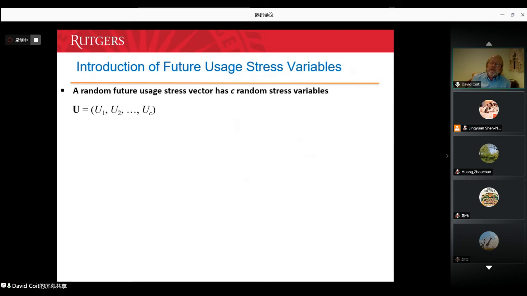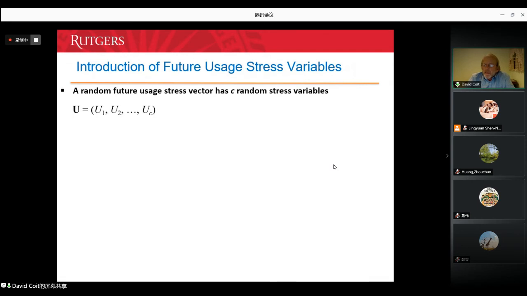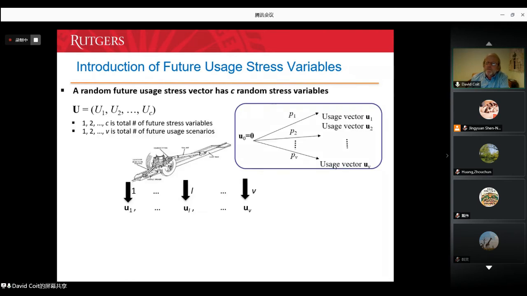Now, how many different possible u vectors are there, given those are c different random variables? Well, probably infinite. You could think of a c-dimension joint probability density function. So there's probably an infinite number, and infinite's a lot. Of the infinite number, I'm going to select some typical ones, and the typical ones I select, we call them scenarios. So I select the scenarios. I can select a lot. I can select a few.